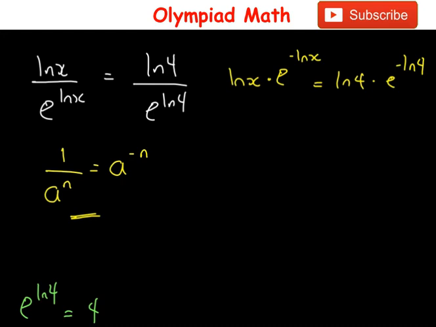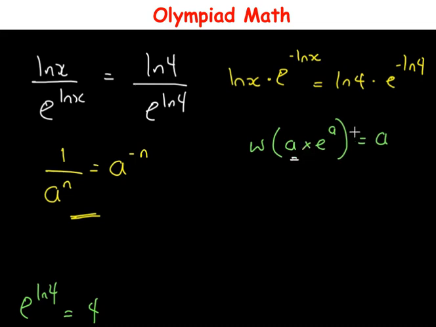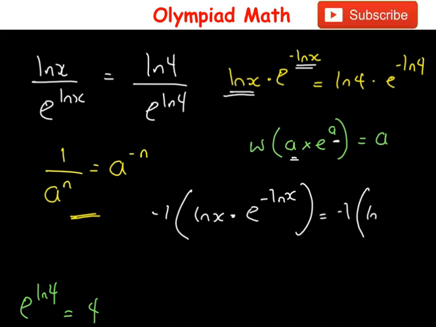Also, at this junction, we're going to make use of the Lambert W function to solve this given equation. The function is given by W of a times e raised to power a equals a. So we'll notice that a right here equals the power right here. But in this equation, ln x right here is not equal to the power, we have a negative power. So to make these two equal each other, simply multiply the equation by minus 1. So we have minus 1 times ln x times e raised to power minus ln x, and this equals minus 1 times ln 4 times e raised to power minus ln 4.